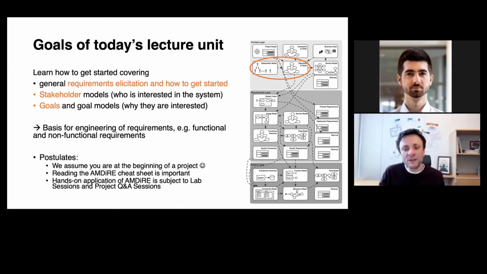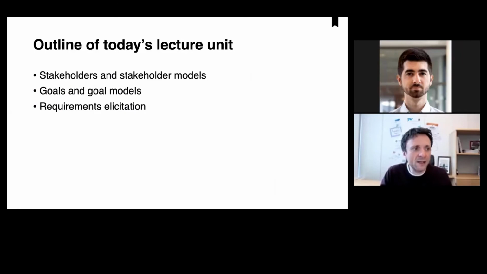We will be using then the lab sessions to reflect together how to do this generally, and the project Q&A sessions, how to do this specifically for your project. Not everything we will be covering is important for your project, but at the same time, of course, this might serve as a great indicator. Now, let's directly start. We will be discussing three topics today.